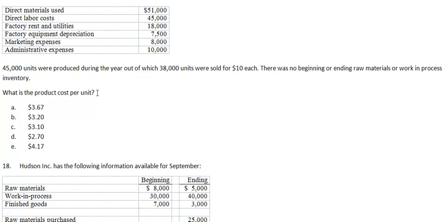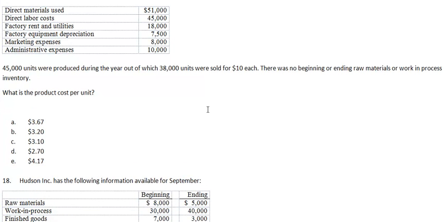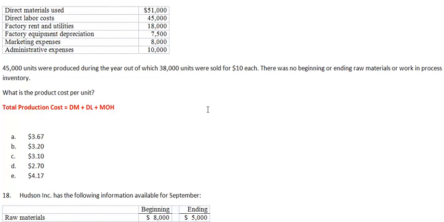17 is asking, what is your product cost per unit? Anytime we're looking for cost per unit, remember it's total cost divided by number of units. So what we need to find first is total production cost. Remember, total production cost is direct materials plus direct labor plus manufacturing overhead. It tells us that the direct materials used is 51,000. Direct labor is 45. And then you have to go through these other 4 items and determine if it's overhead or not.